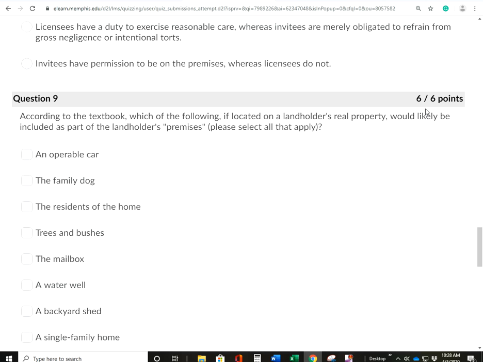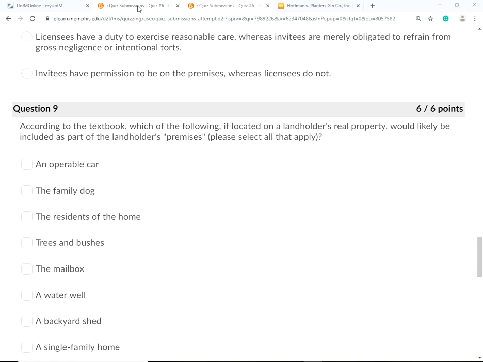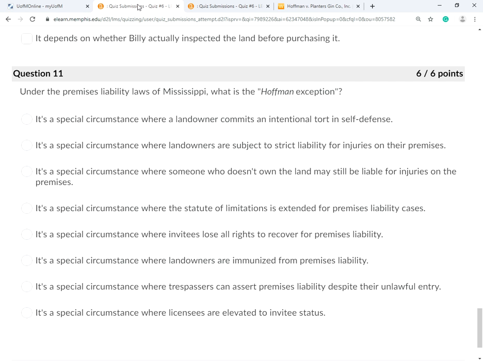I'm not sure. I believe Courtney may have chosen the same answers, but for some reason the system only gave her 5.25 points out of 6. So that may be something that Courtney would need to address. But I am going to go ahead and move on to question 11.